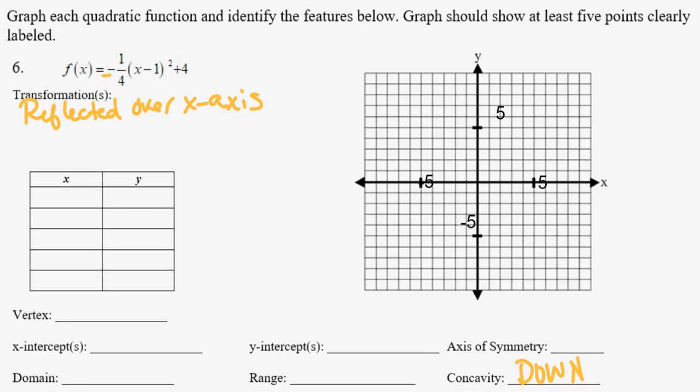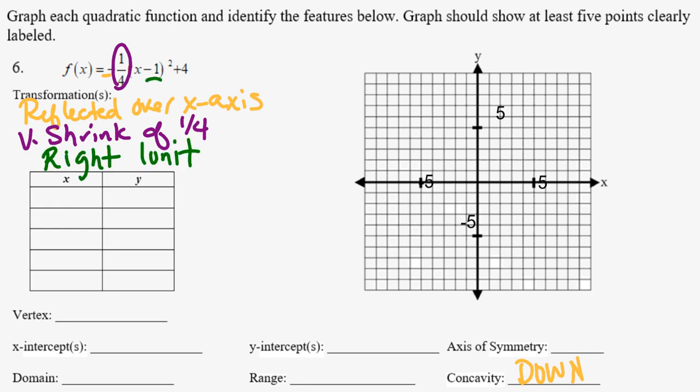is the negative, which means it's concave down. It's been reflected over the x-axis. Also, 1/4 means it's a shrink, right? It should be 1/4 is fractional, so it's going to be a wider parabola this time. The next part, the -1, tells me I'm going to go to the right 1 unit, and the +4 means I'm going to go up 4 units. Now, going right 1, up 4, that's giving me the vertex. And we talked about the concavity already being down because of that reflection to start with.